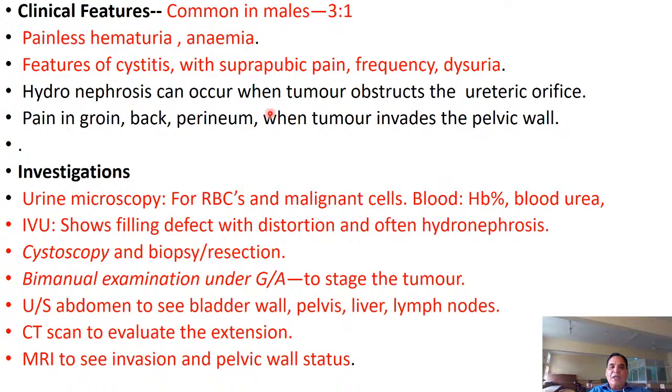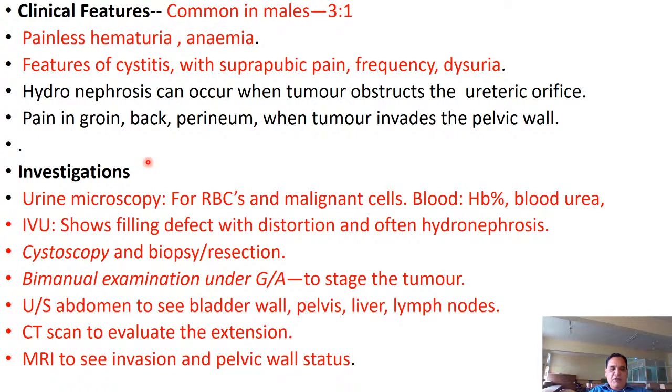Long-standing tumor obstruction gives rise to hydronephrosis. And with hydronephrosis, there is pain in the back and peritoneum, and lately invasion of the pelvic wall. So remember only painless hematuria, anemia and suprapubic pain with frequency. This is more than enough.